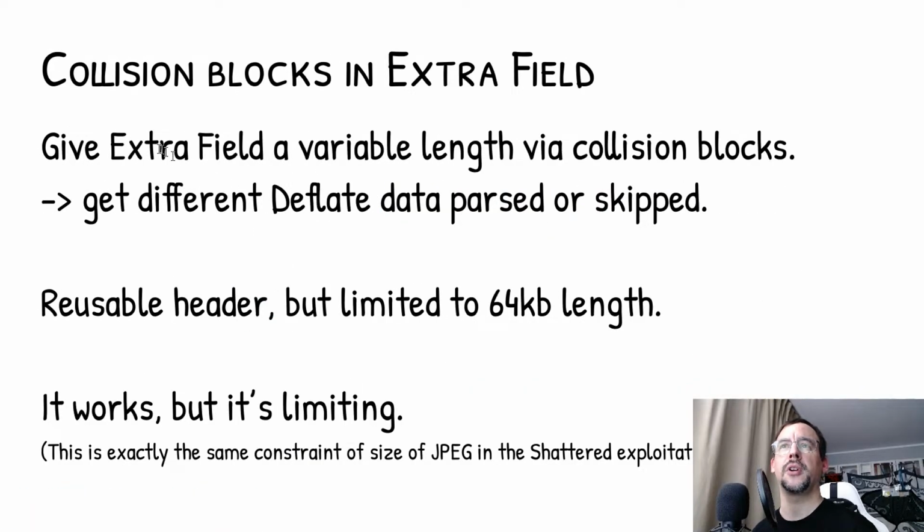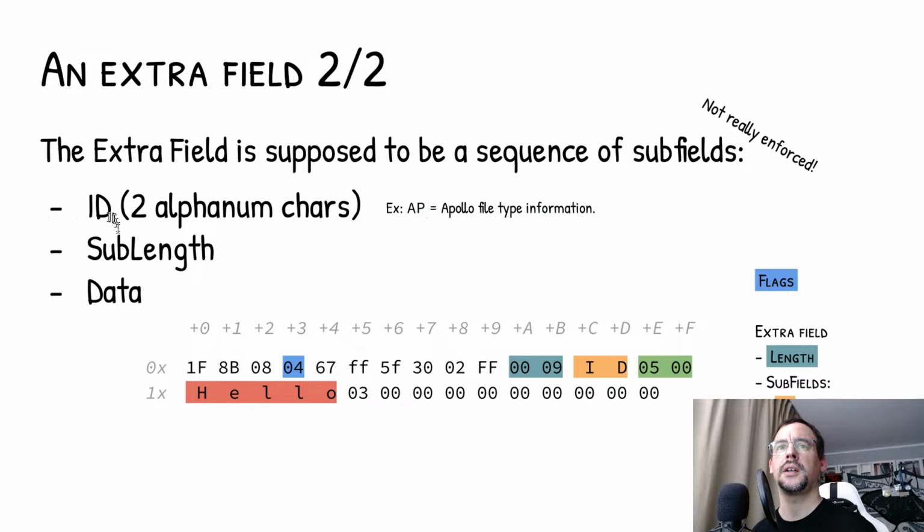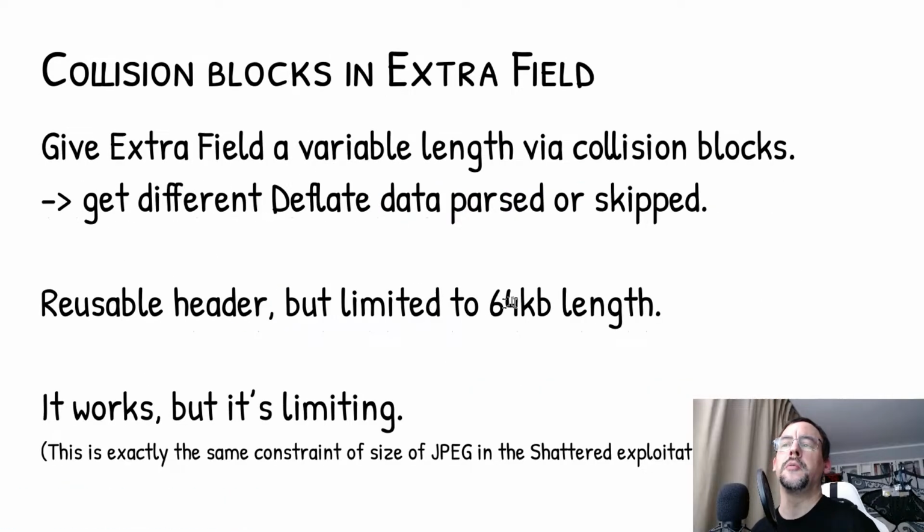So we can put collision blocks in the extra field, and it feels like a pattern, even though the formats have nothing in common. You give an extra field a variable length, and then you can get different data to be parsed or skipped. But because it's only 2 bytes, you may be able to skip something, but you can only skip up to 64 kilobytes. It works, but it's limiting. And again, this is exactly the same size constraint as in the SHAttered exploitation, because JPEG commands also have their length stored on 2 bytes.